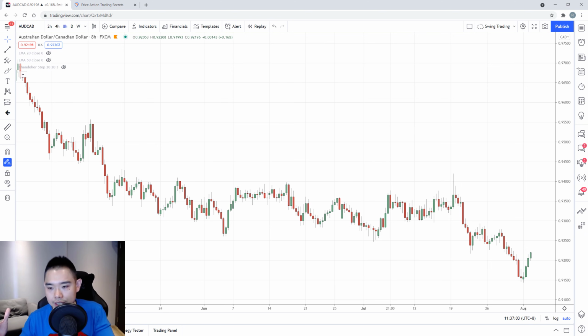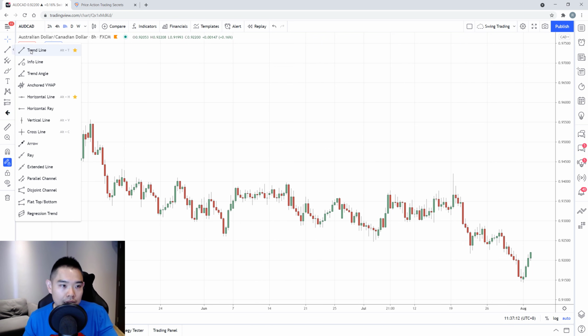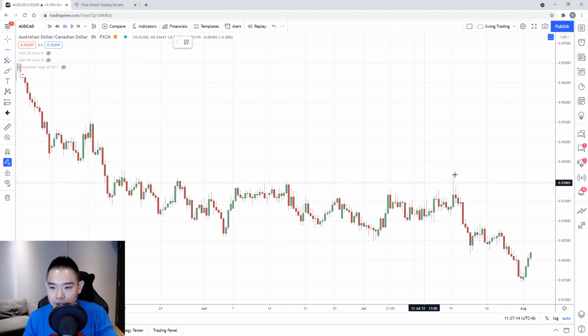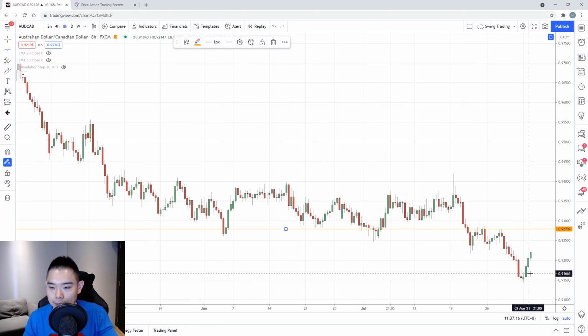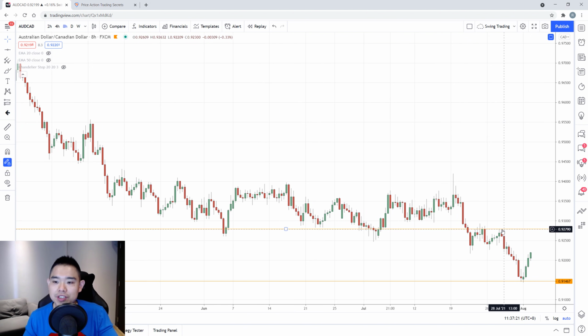And as mentioned, Aussie Canadian has a tendency to reverse at the previous week high or low. So what I like to do is plot out the previous week high and low for this currency pair. Over here I can see that this is the previous week high, and then this is the previous week low. And you might be wondering, hey Rayner, how do you know this is the high and not this?